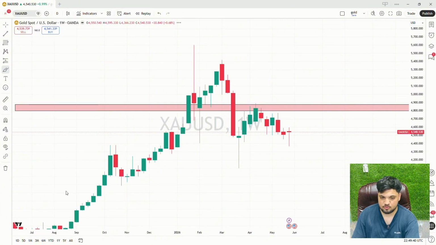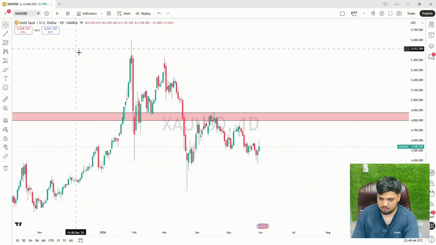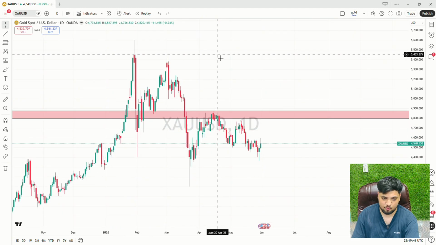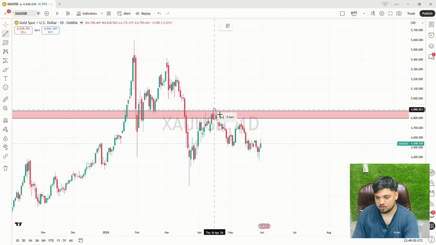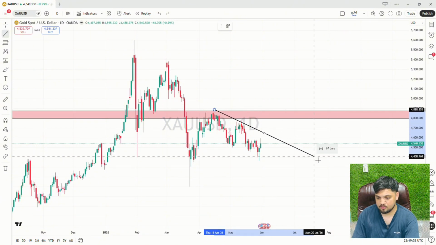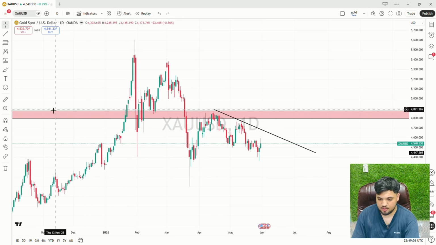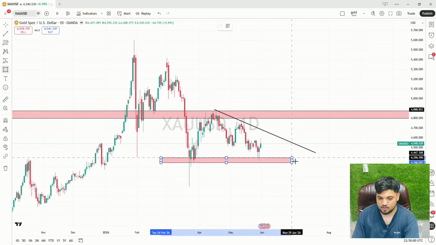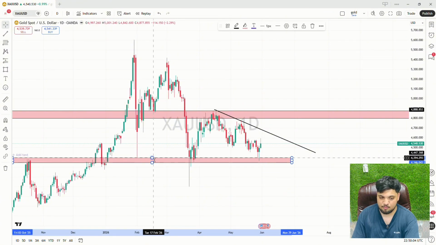Okay, so this is day one, nothing important, but one thing is very clear, we have a trend line. You need to draw the trend line just like that, so you can check it out. Once again the trend line, and after that we have a major support area. Why major support area? Because gold rejected this trend line, this red zone, many times.